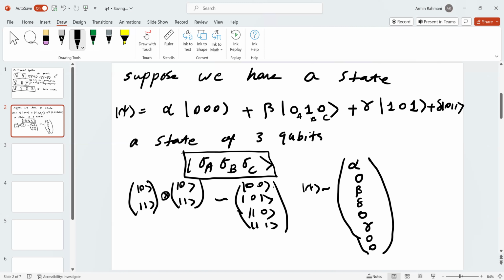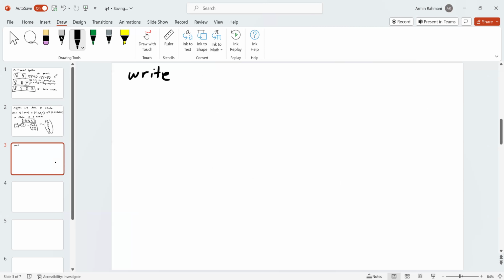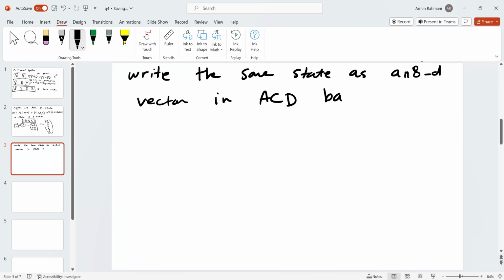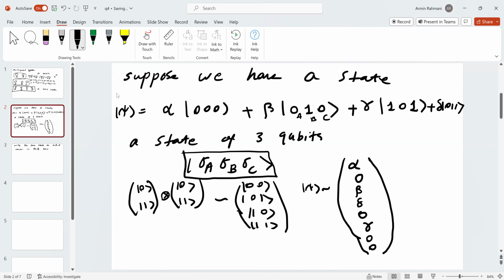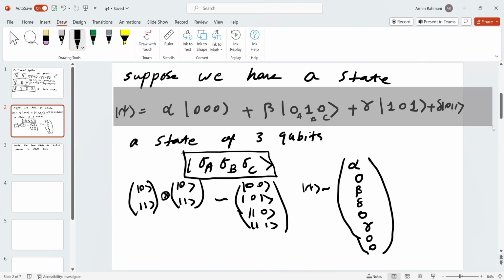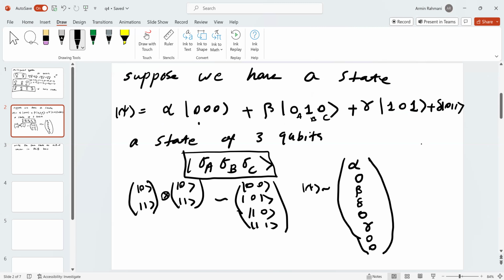Now, suppose I tell you to write that state in the ACB basis. So write the same state as an 8-dimensional vector in ACB space. Okay, so let's go back to our state. For concreteness, let me put all the ABCs here. So let's look at the same states.